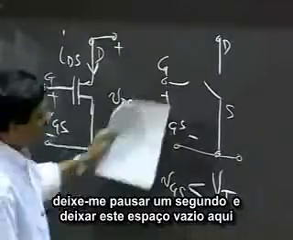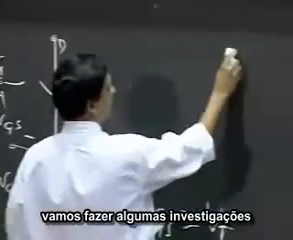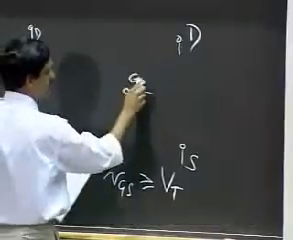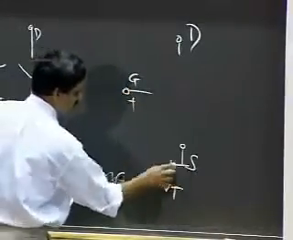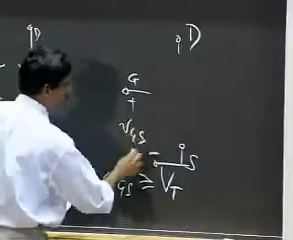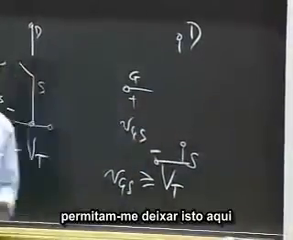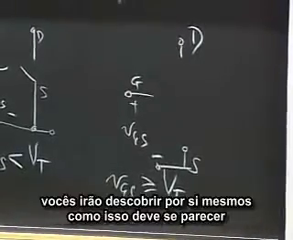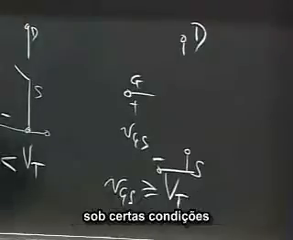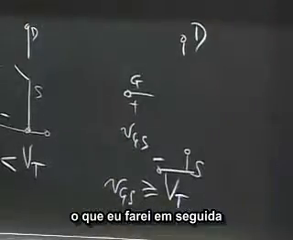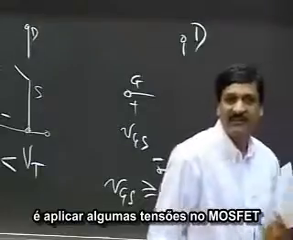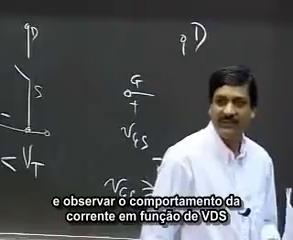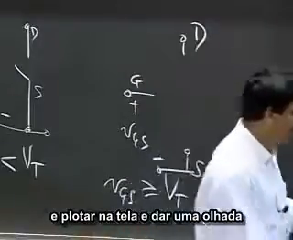So let me pause for a second and leave this space blank here, and let's do some investigations. I won't draw in anything yet. You will figure out what it looks like yourselves under certain conditions. So what I'll do next is put the MOSFET, apply some voltages on it, observe the current versus VDS behavior, and plot that on a scope and take a look at it.